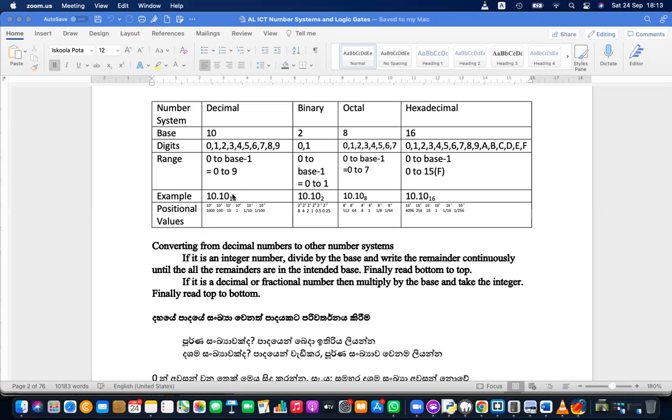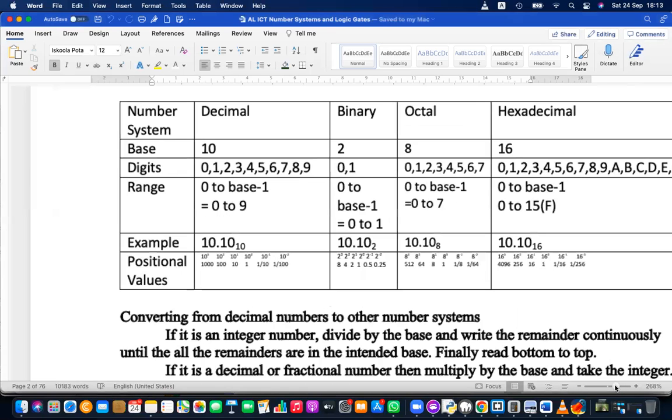So this can exist. 10.10 in binary, of course, surely it can be there because 1 and 0 both are there in binary. 10.10 in octal can be there because 1 and 0 belong to octal as well, and belong to hexadecimal as well. Therefore, in hexadecimal also, you can write such numbers.